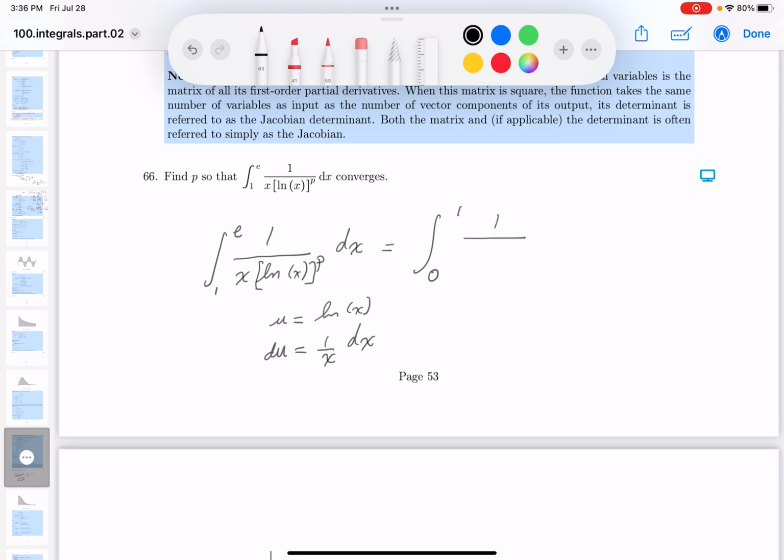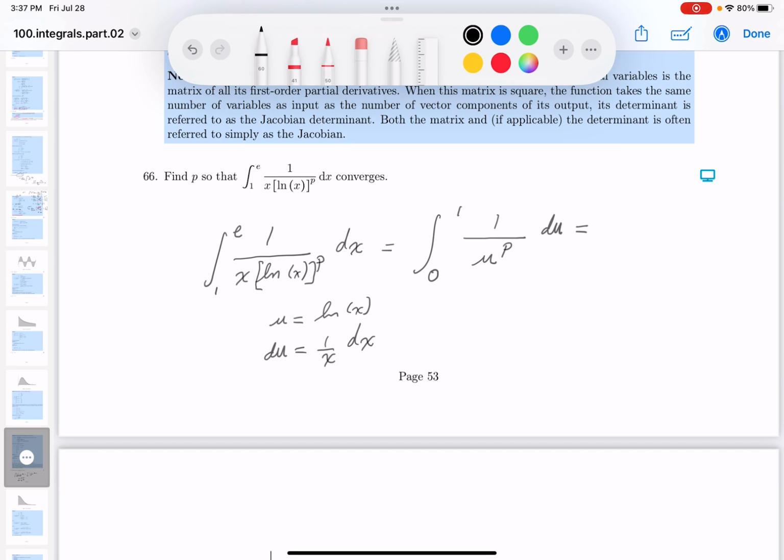Let's see what you get. We've got to figure this out. So you would get u to the p, right, because ln of x is u, and dx over x is just du. All right. I guess I should write a limit down now. Again, the question is what value of p would make this convergent.